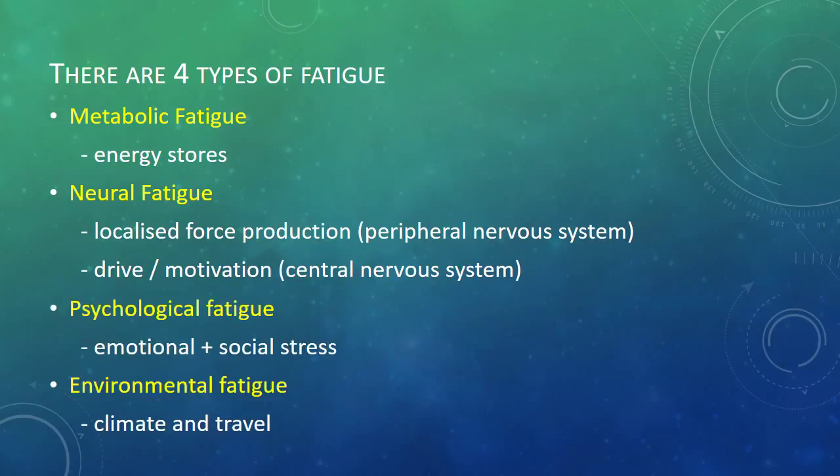Awesome. So basically there are four types of fatigue. The first is metabolic fatigue, which is looking at the energy stores in your body. So basically what we're looking at here is how much energy you have readily available. So we're looking at fat, we're looking at glycogen stores. Think of your body like a car, and your fuel gauge is your fatigue. The lower the number, the more fatigued you're going to be.